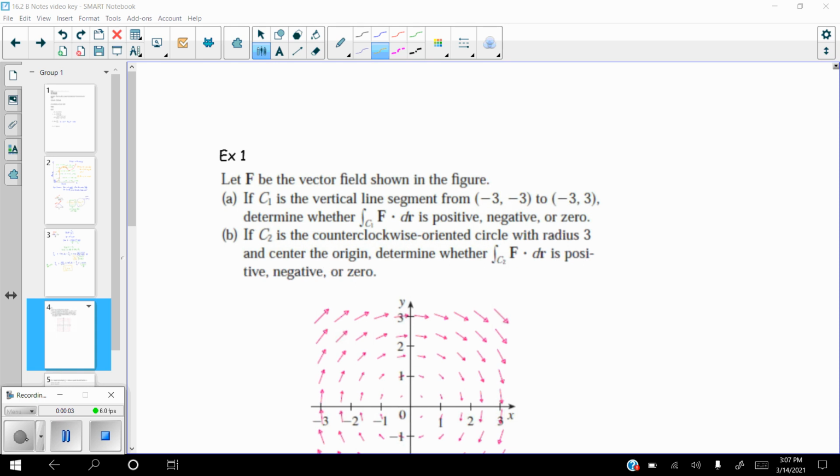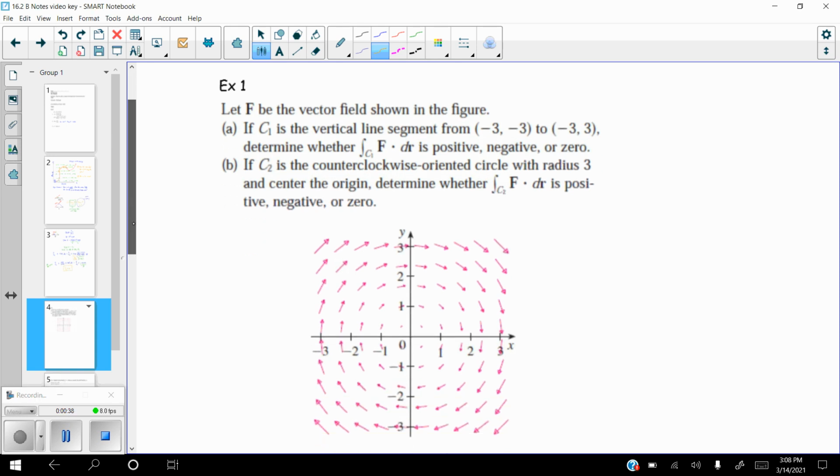Okay, so this is section 16.2b, video number 2. Last video, we basically developed how we're going to be able to determine the amount of work done over a vector field using line integrals. The equation that we ultimately came up with was the line integral over C of F dot dr, where dr is just r prime of t dt. Everything has to be parametrically defined in order to do it.